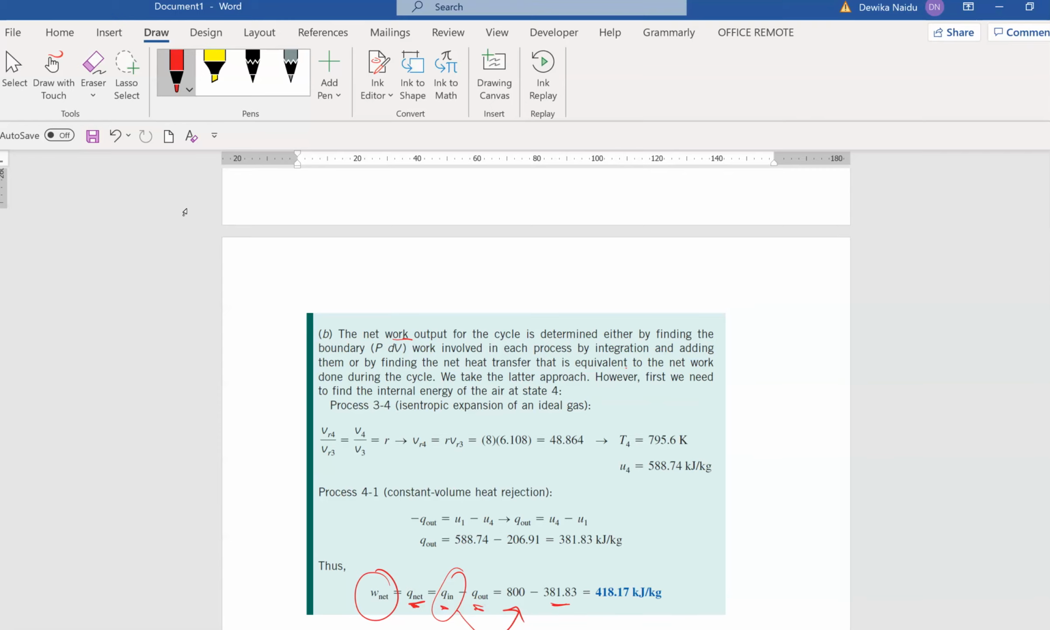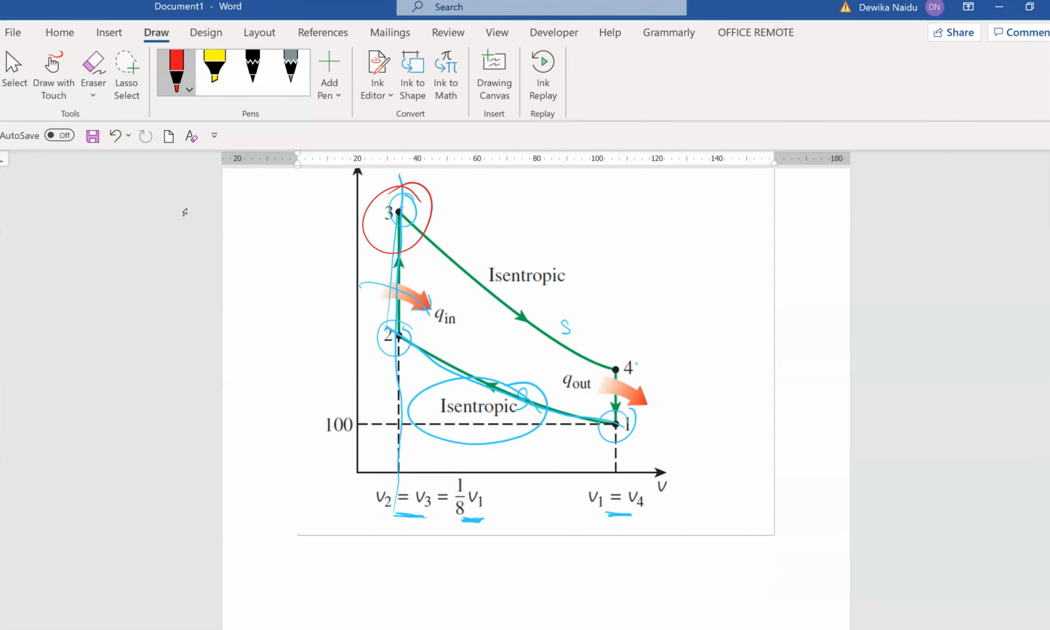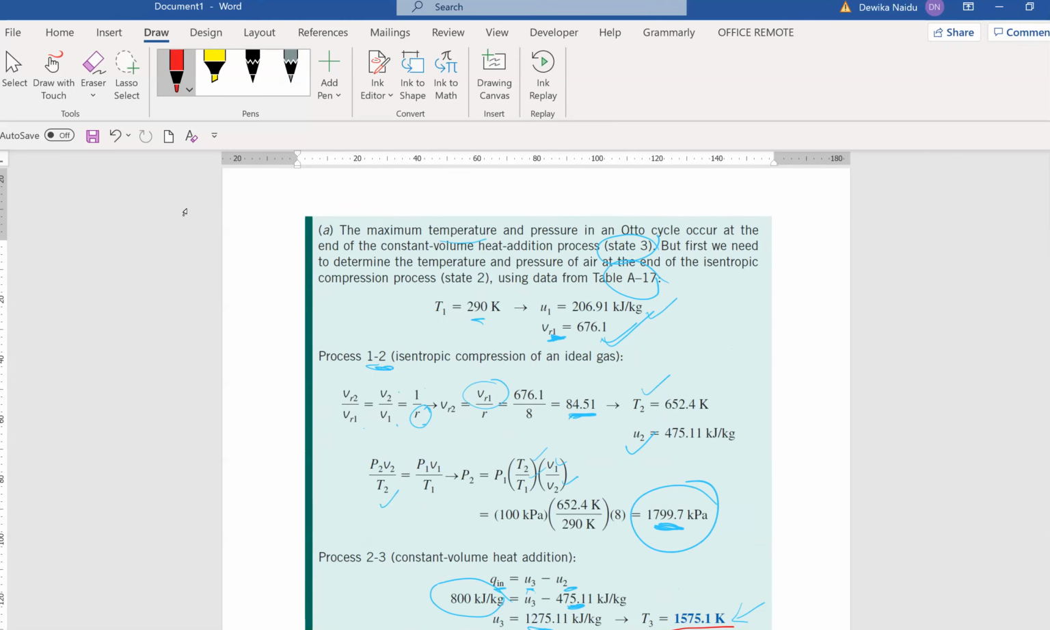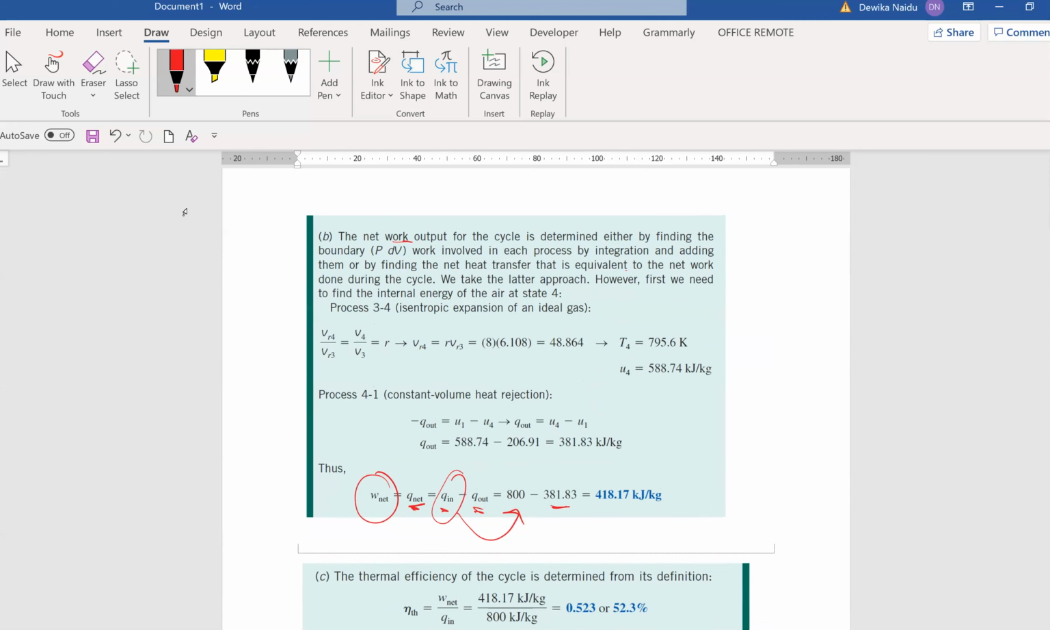Okay, so now where is the Q out? The Q out is actually happening between 4 to 1. So you got all this information. You got your point 2's pressure and temperature. You got your point 3's pressure and temperature. Now you have to find the fourth one. Let's look at that. Now you're comparing. When you compare, you know the ratio is 8. So you have the value for VR3, you just have to multiply, you get 48.3. Go back to table A17, you can get your T4 and your U4.